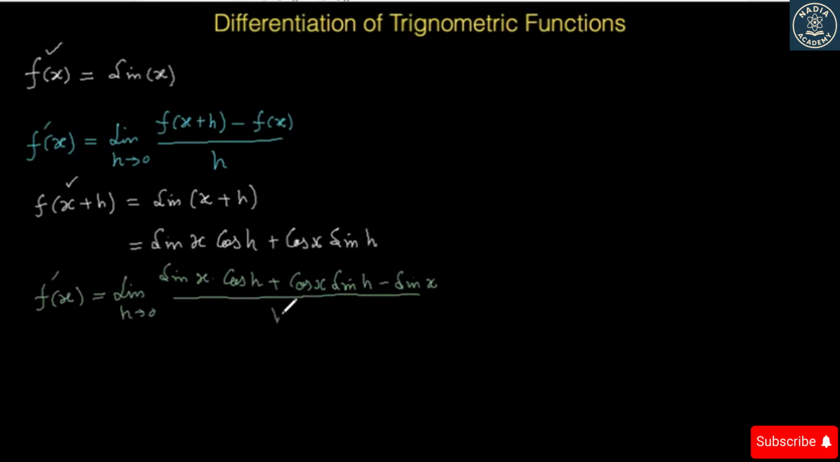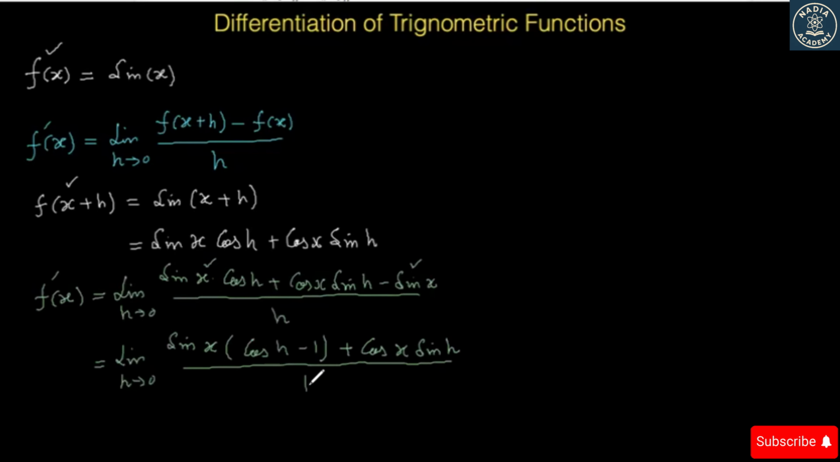and all of it divided by h. So here we can see that in the first term and the third term of the numerator, we have a common factor, sin x. So here we can have limit h approaches to 0, then this sin x is common, and we are left with cos h minus 1. The second term of the numerator is cos x times sin h, all of it divided by h.